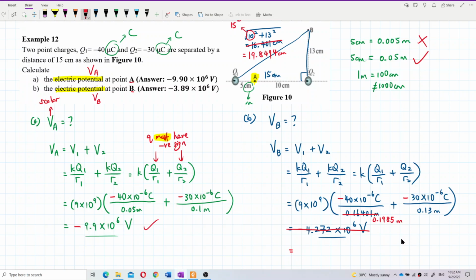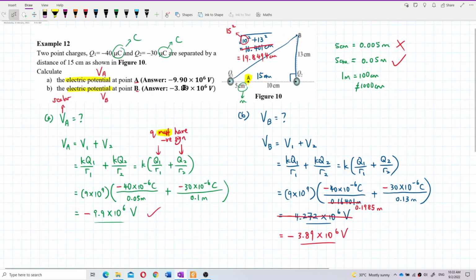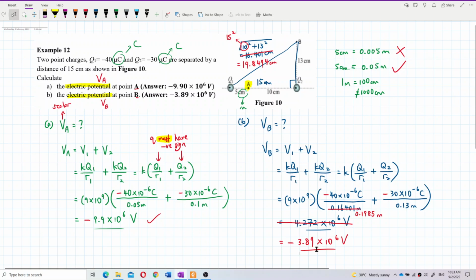So the answer should be negative 3.89 exponent 6 volt. Okay, so is that correct? Yeah, finally the answer is correct. So my mistake last time. Negative 3.89 exponent 6 volt.